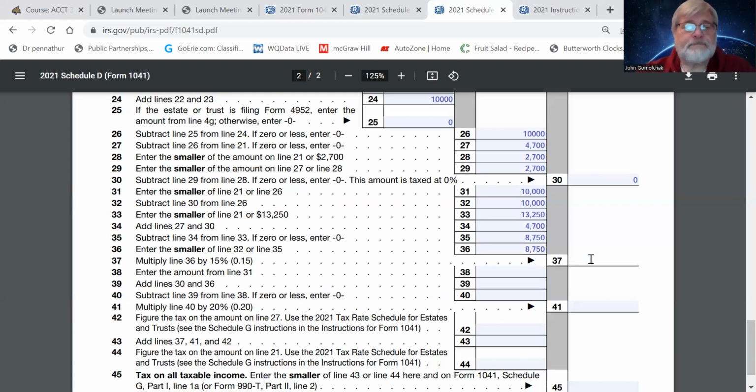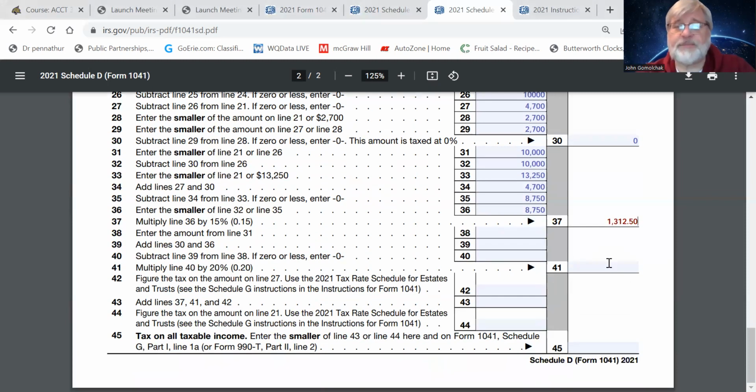Line 37, multiply 36 times 15%. So, let's see if I can bring up my calculator on my computer here. 8,750 times 0.15 equals 1,312.50. There is a purpose to what we're doing. Doesn't look like it, but there is.